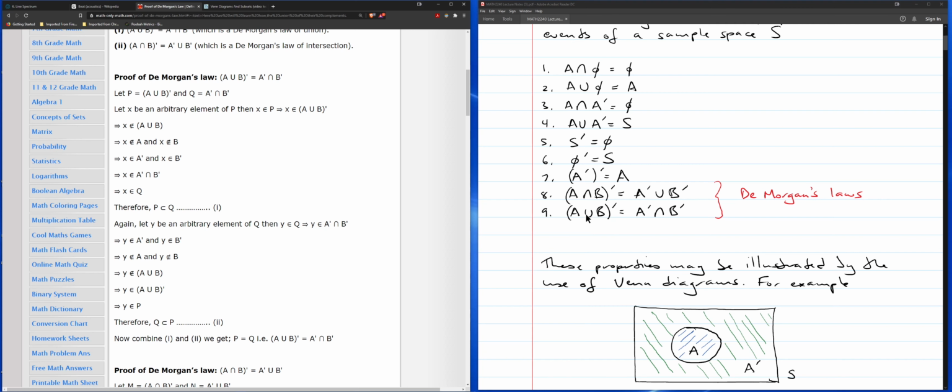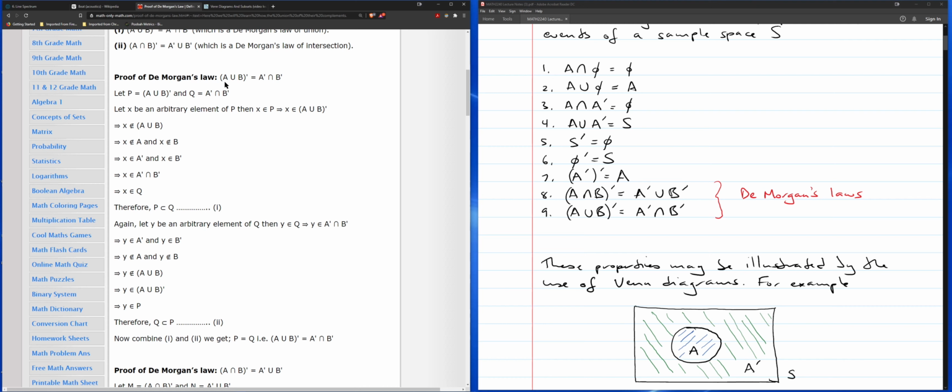Right. Okay, so if the set on the left hand side is a subset of the one on the right hand side, and the one on the right hand side is a subset of the one on the left hand side, that actually implies set equality. And that's what is done in this proof over here.